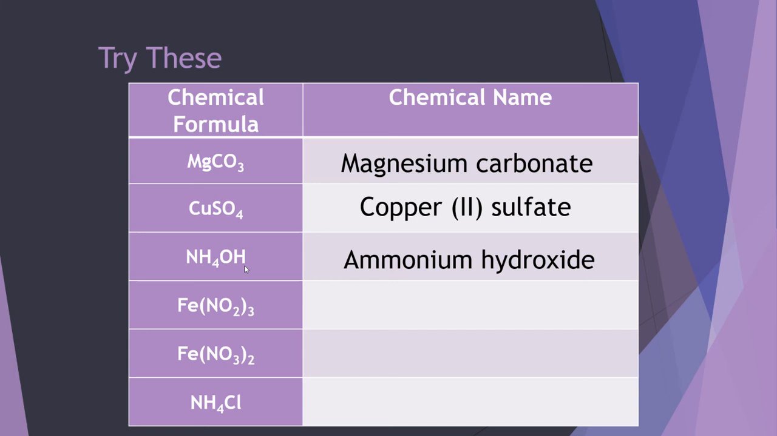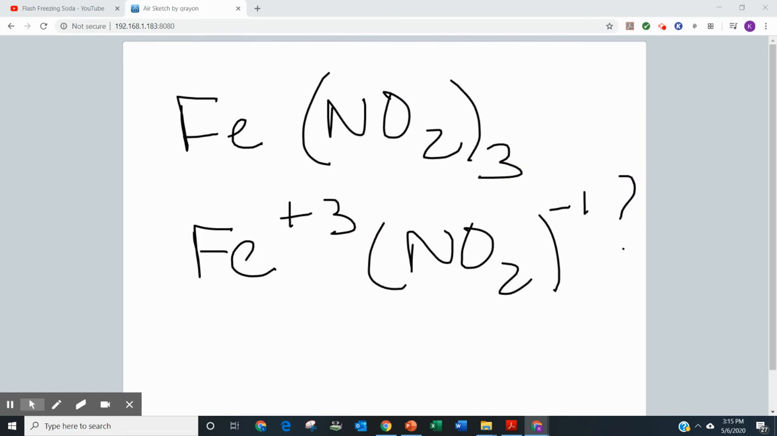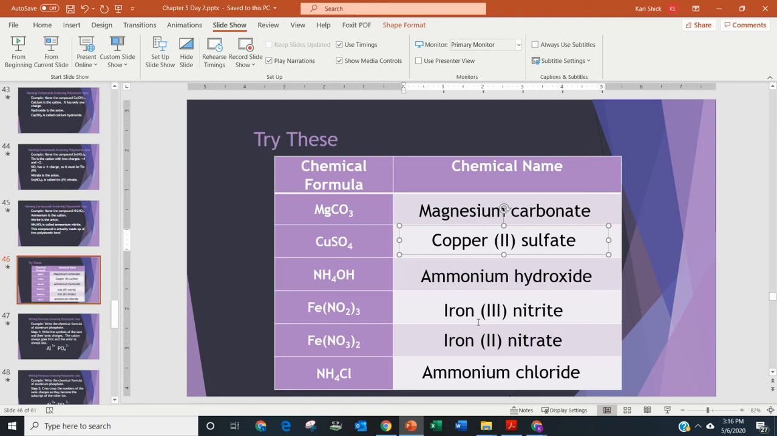Then we've got Fe(NO2)3. So we look at this Fe(NO2)3, and we reverse crisscross to find out what the charges should be. Fe would be +3, NO2 would be -1, and nitrite does have a charge of -1. So we end up with the formula here for iron 3 nitrite.